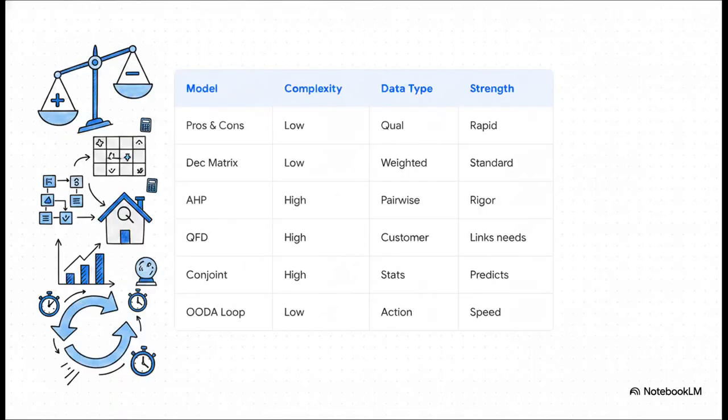Finally, Section 5, Choosing the Right Model, the Navigator's Summary. We have covered a lot of ground today, and the crucial point is synthesizing all this data. I highly recommend taking a mental screenshot of this summary matrix. If you need a rapid, intuitive check, go with pros and cons. Need to standardize a messy, subjective team debate? Grab the decision matrix. Facing a massively complex strategic choice that needs serious mathematical rigor? Deploy AHP. Building a brand new product? You need QFD and conjoint analysis. And if you find yourself in a chaotic, rapidly changing environment, lean hard on the OODA loop. The secret is matching your specific problem to the proper methodology.